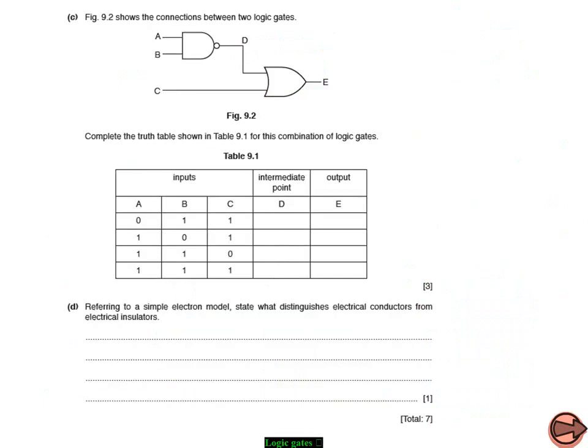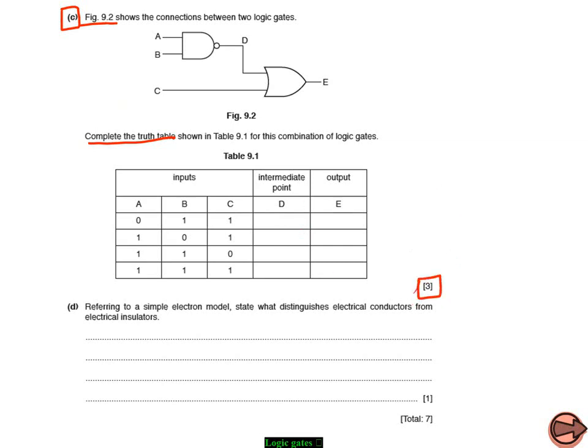So here is our next question. This is part C. So let's try to answer this question now. This figure, 9.2, is given to us. We can see there are different types of gates. So the first thing we need to do is understand these different types of logic gates, and then we need to complete this table. The marks for these questions are also given here.